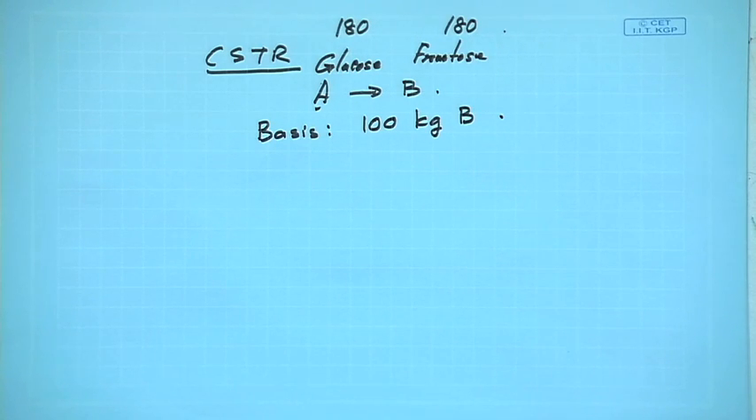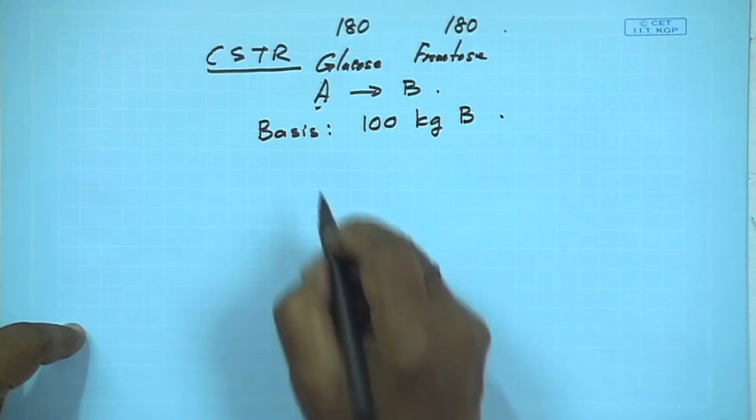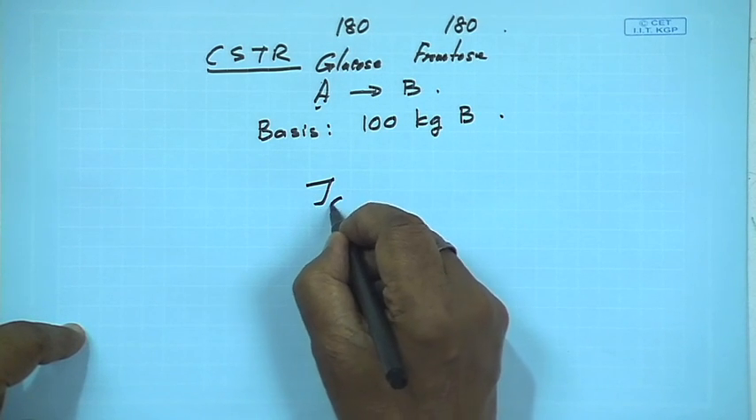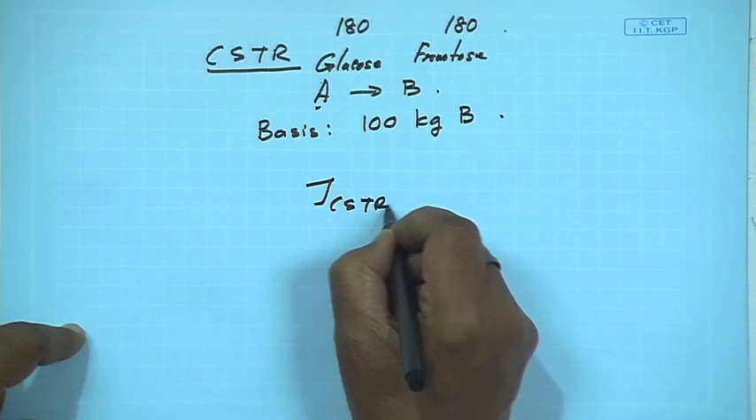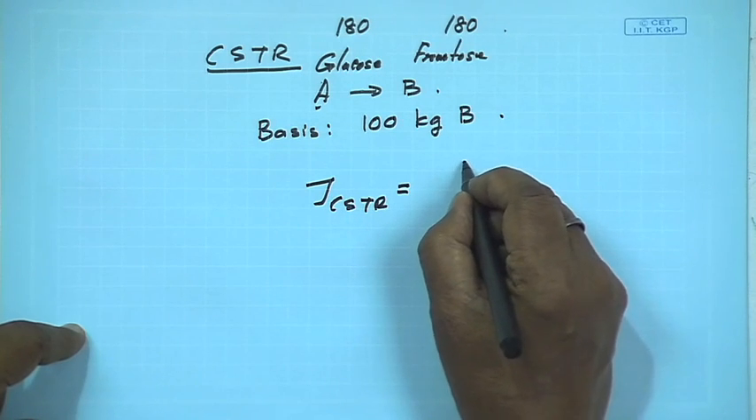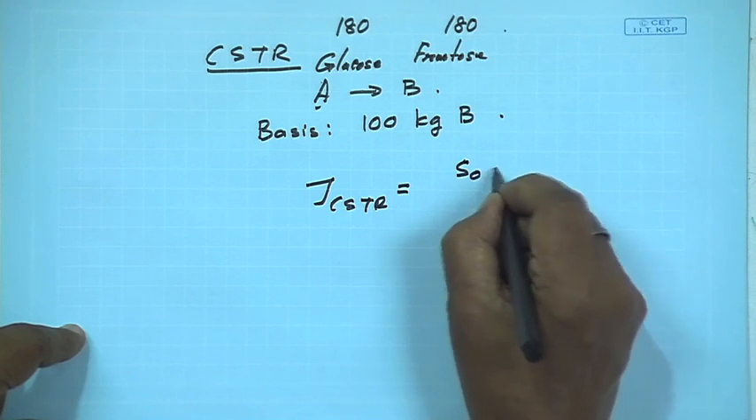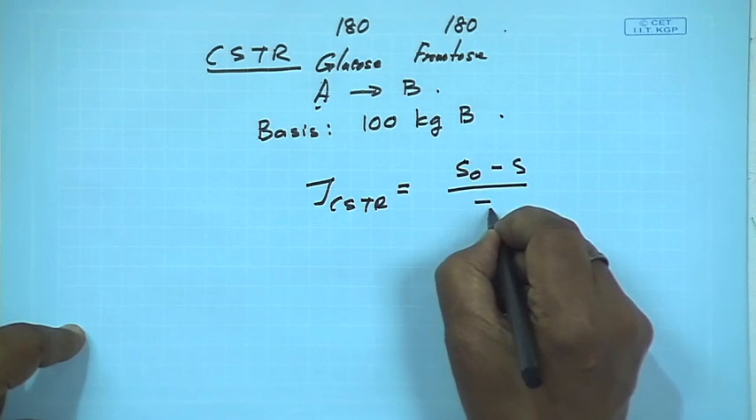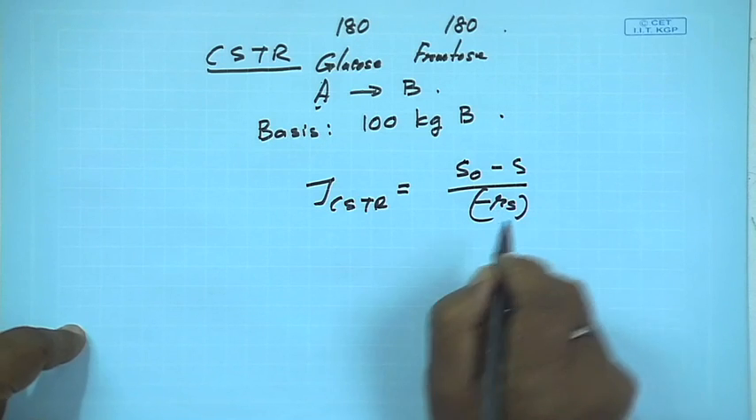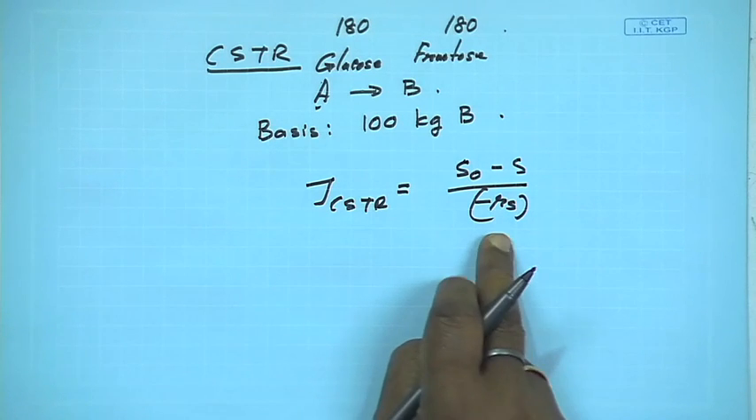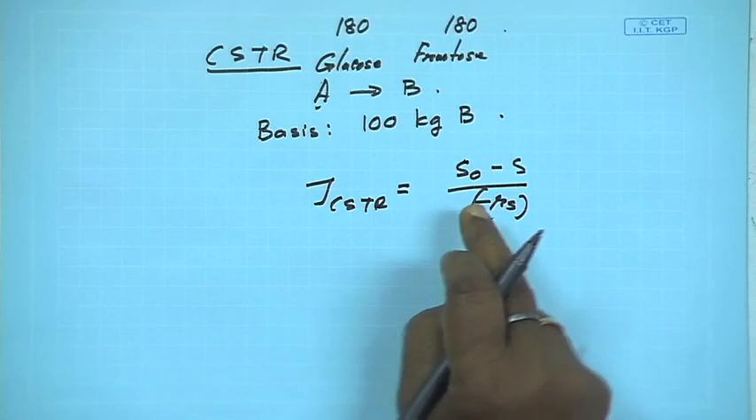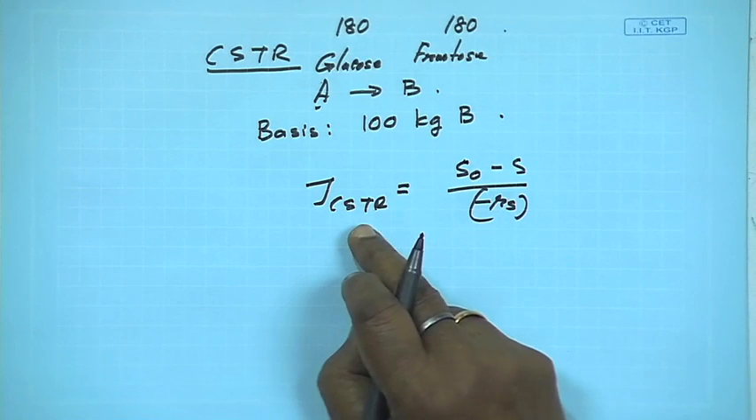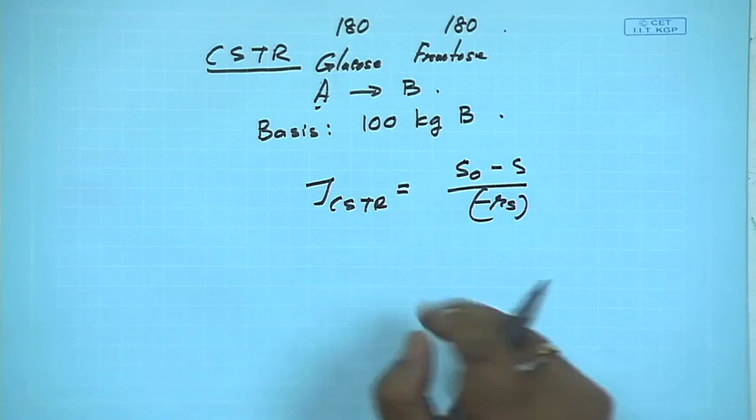Now, the question comes: suppose we want to carry out this kind of reaction, how can we determine the volume of the reactor? First, you have to calculate tau CSTR. How can we calculate tau CSTR? This is S0 minus S over minus Rs, at a particular steady state substrate concentration. You can easily find out what the tau CSTR value is.